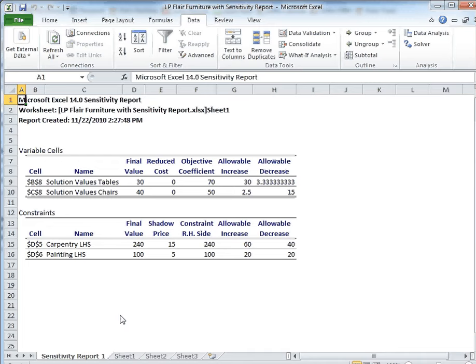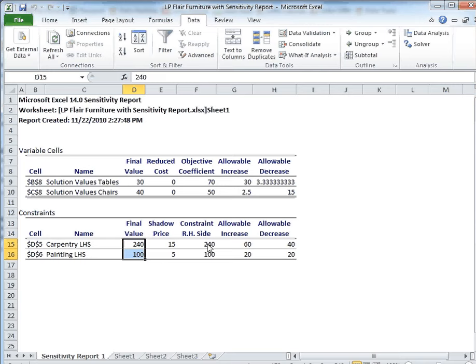So let's take a look at what each of these items means. First of all, those two cells here indicate the final value, the optimal solution. So optimally, we need to produce 30 tables and 40 chairs. The final value for our constraints that we're going to use for the solution is 240 carpentry hours and 100 painting hours.